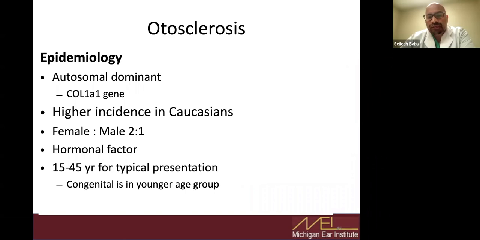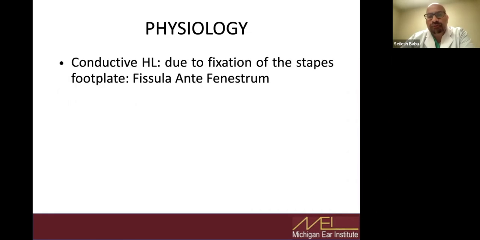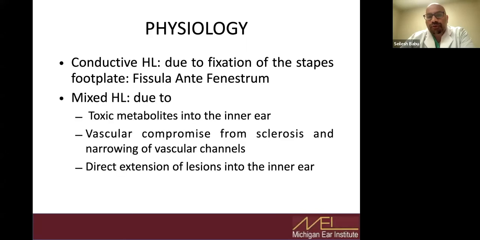And typically, this is an age of usually in the mid 30s to 40s when you see the signs of otosclerosis. You obviously can have congenital or juvenile fixation of the stapes at a younger age, which may be causing their conductive hearing loss as well. The most common site for this is at the fissula ante fenestram, where you get fixation of the stapes from the otosclerotic plaque. You can get a mixed hearing loss associated with it, and it theoretically could be from toxic metabolites that are entering the inner ear.